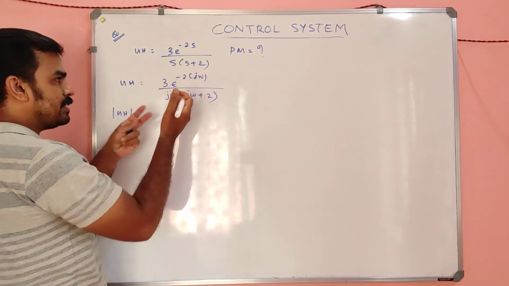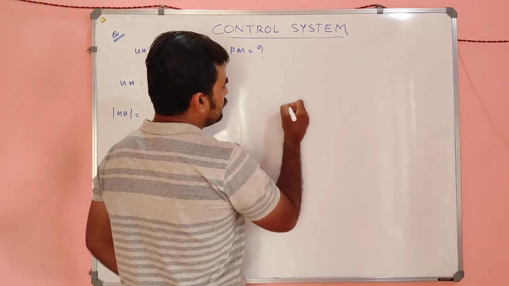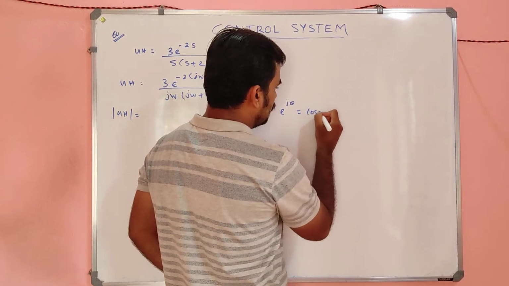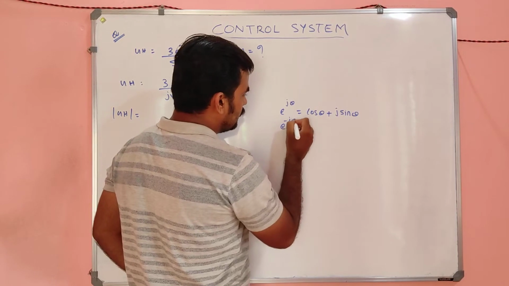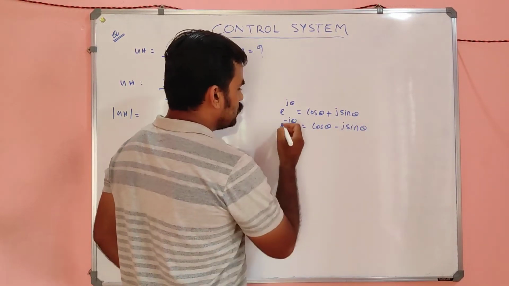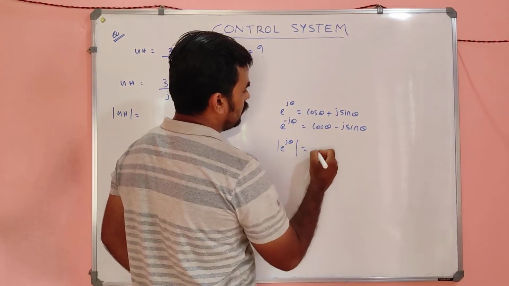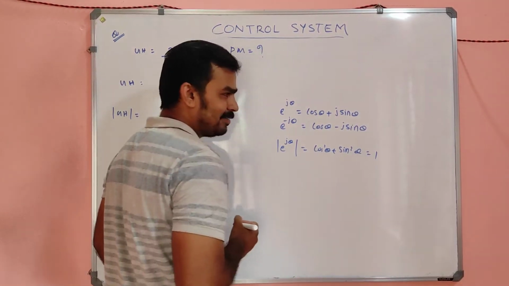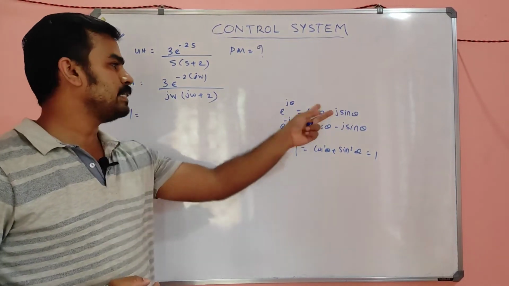What is the magnitude of GH? The magnitude of numerator as well as magnitude of denominator, my dear. Before that, I want to tell you something. What is e raised to j theta? It is nothing but cos theta plus j sin theta. What is e raised to minus j theta? It is nothing but cos theta minus j sin theta. So what is the magnitude of e raised to plus j theta? It will be cos square theta plus sin square theta, which is nothing but 1. Correct now? What is the modulus of a plus jb? It is the square root of a square plus b square.